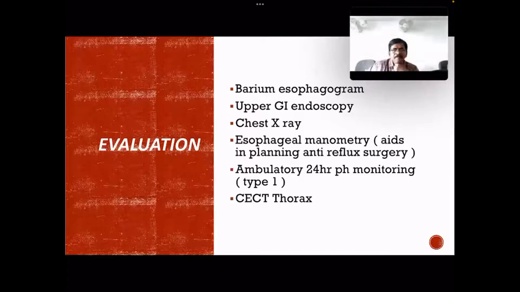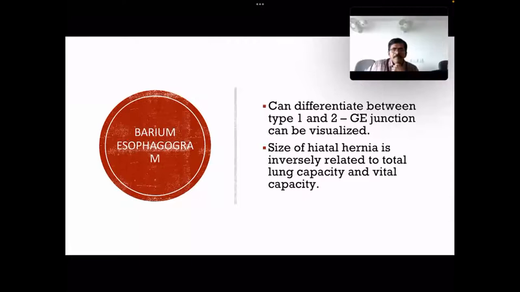For evaluation, we can go with barium esophagogram, upper GI endoscopy, and chest X-ray. Esophageal manometry can aid in planning anti-reflux surgery in future, and ambulatory 24-hour pH monitoring if it is type 1 with GERD symptoms, and CT thorax. Barium esophagogram can differentiate between type 1 and type 2: in type 1 the gastroesophageal junction ascends, whereas in type 2 the fundus also ascends along with the GE junction. The size of the hiatal hernia is inversely related to total lung capacity and vital capacity. If the hernia is large, it will decrease the vital capacity of the lung.